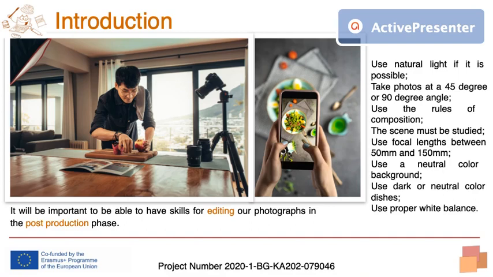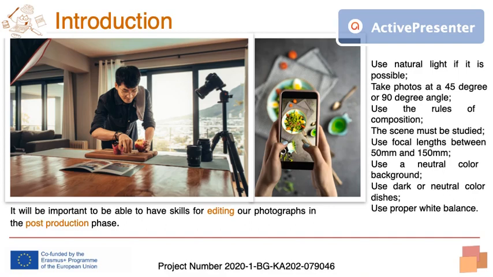We recall a few rules. Use natural light if it is possible. Take photos at a 45-degree or 90-degree angle. Use the rules of composition. The scene must be studied. Use focal lengths between 50 mm and 150 mm. Use a neutral color background. Use dark or neutral color dishes.